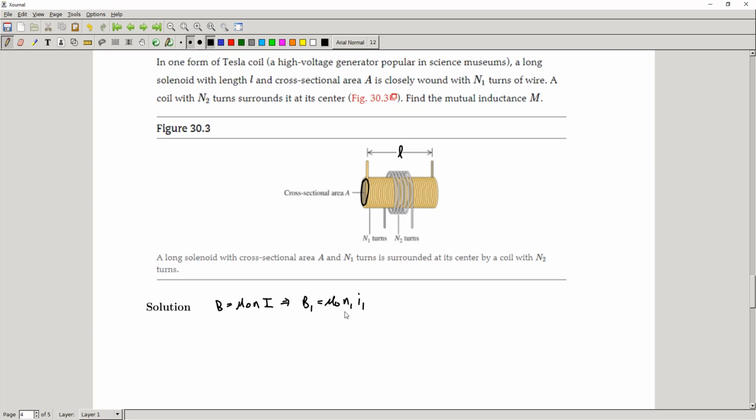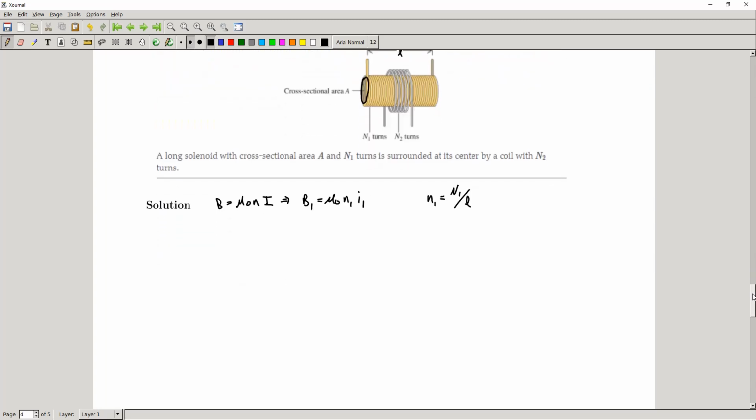But we have to remember that n1 here is a measure of the number of turns per unit length. So n1 is really equal to N1, capital N1, the way it's said in the problem here, over our length L. Okay, and so we can rewrite our magnetic field here as B1 equals mu naught N1 I1 over L. Okay, so that's our magnetic field inside of our golden-looking solenoid here.